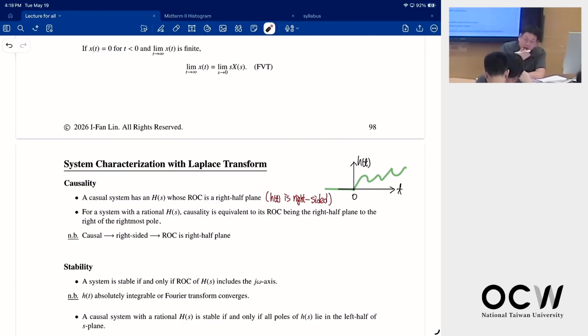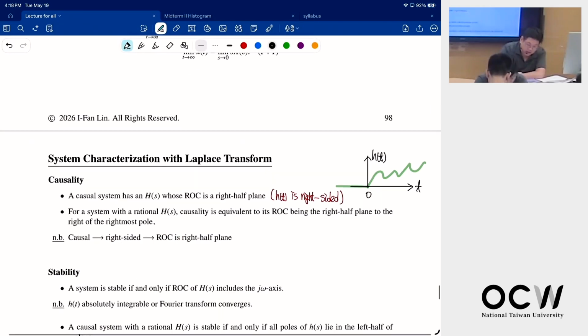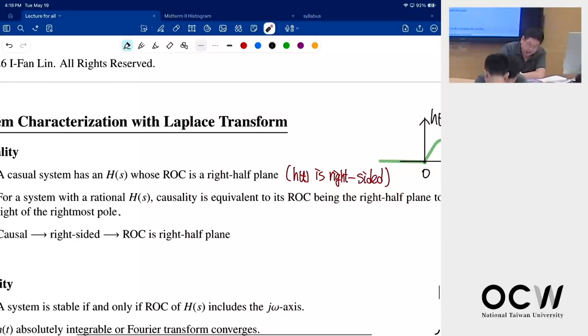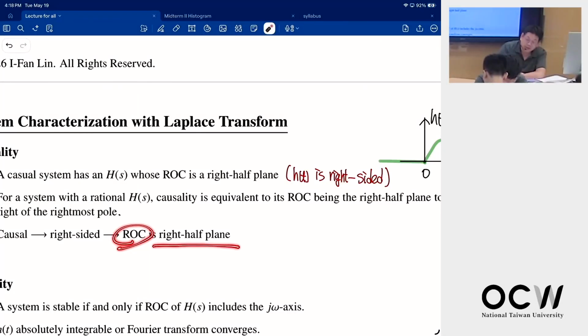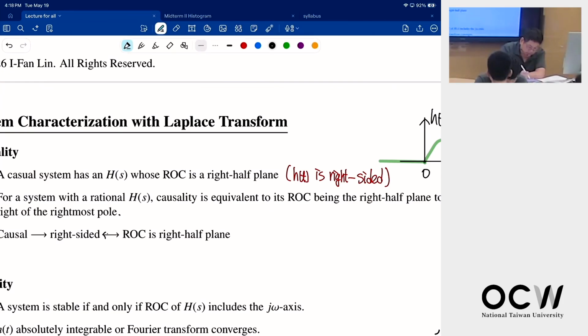Here we have a conclusion that if it is causal, that means it is right-sided. And right-sided means that the region of convergence is the right half plane. And then the other way around, if the region of convergence is the right half plane, that means it is right-sided. Right.